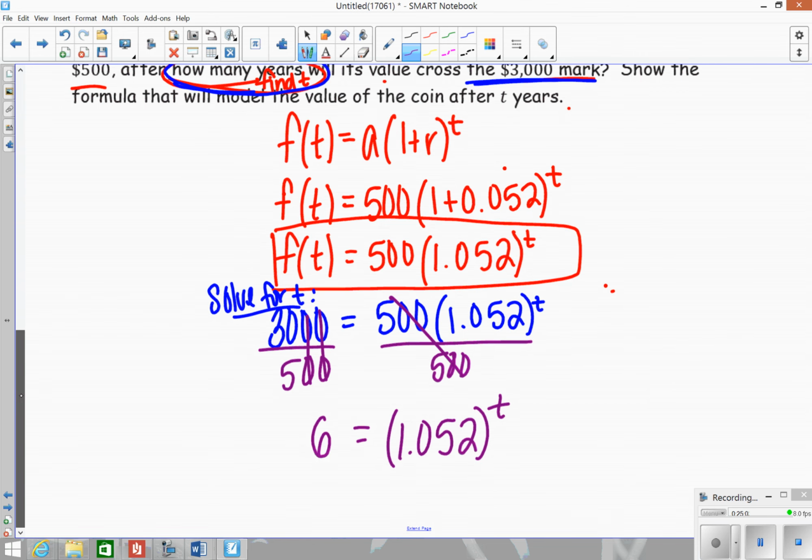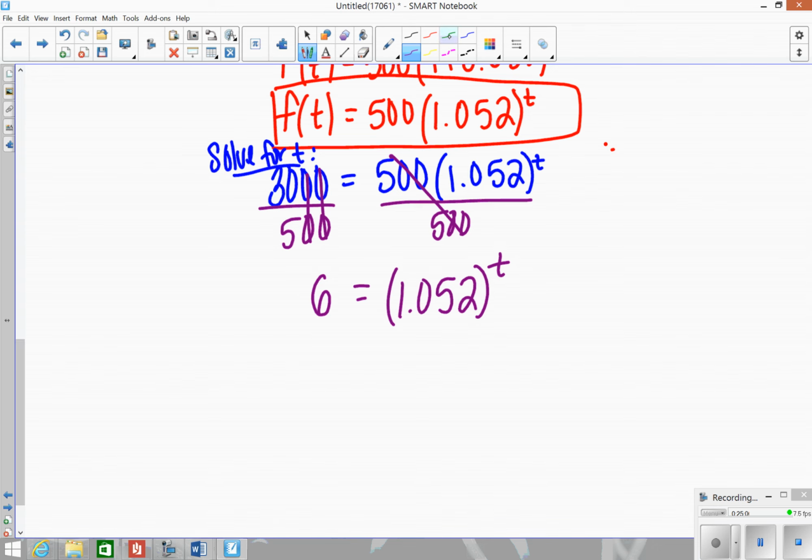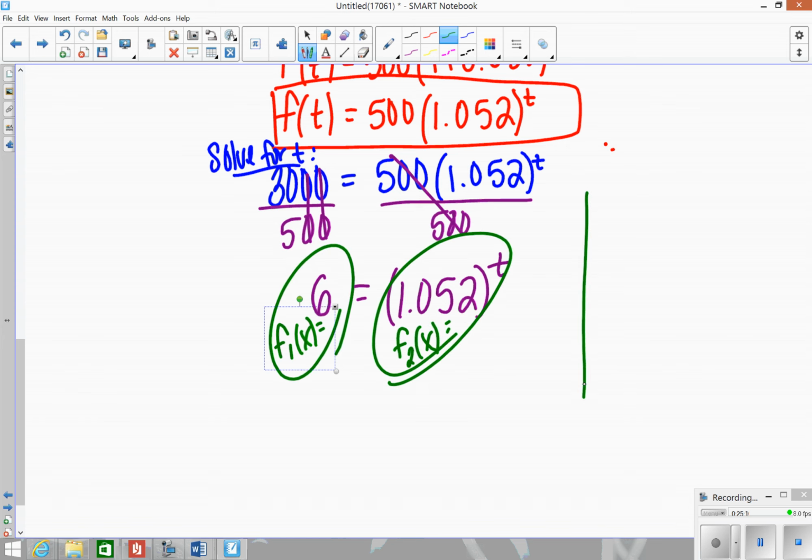So now that I have this more simplified version, I can plug one side into F1 in your graph and the other side into F2. So this will be one of them, this will be the other. What you're going to end up getting is a picture that looks something like this. So I label my axes. Why don't you guys go ahead and type this into your calculator.